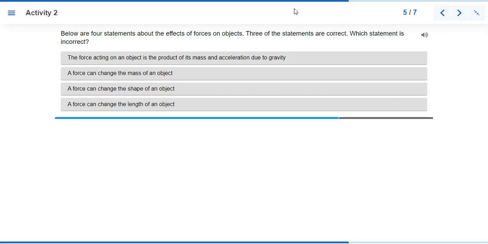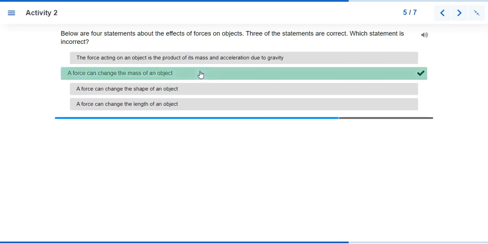A force can change the mass of an object. No, because mass on its own is a constituent of what? The constituent of force with the application of acceleration due to gravity. A force can change the shape of an object. Yes, it can bend, it can twist, it can compress it. A force can change the length of an object. Yes, it can shorten it, it can elongate it. So a force can change the mass of an object will be the right option. Let's see. Correct.